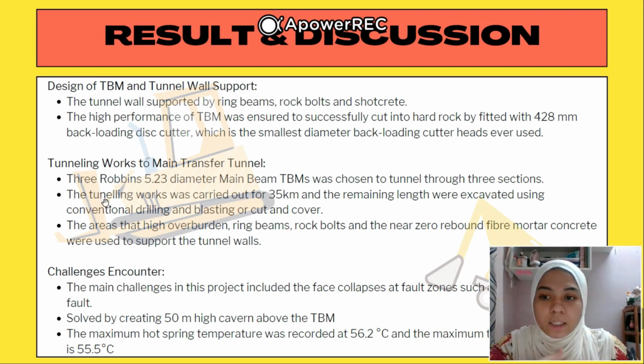So the tunneling work was carried out for 35 kilometers, and the remaining length was excavated using conventional drilling and blasting operation, which has been explained to you in the introduction, and also using cut and cover operation. So in areas that have high overburden, ring beams, rock bolts, and near zero rebound fiber mortar concrete were used to support the tunnel walls.